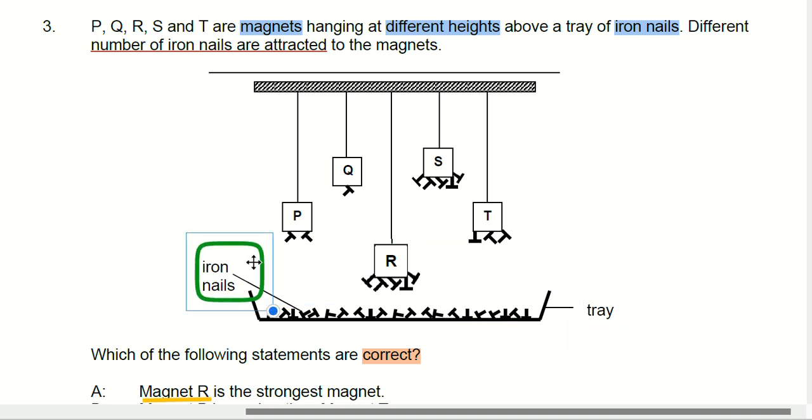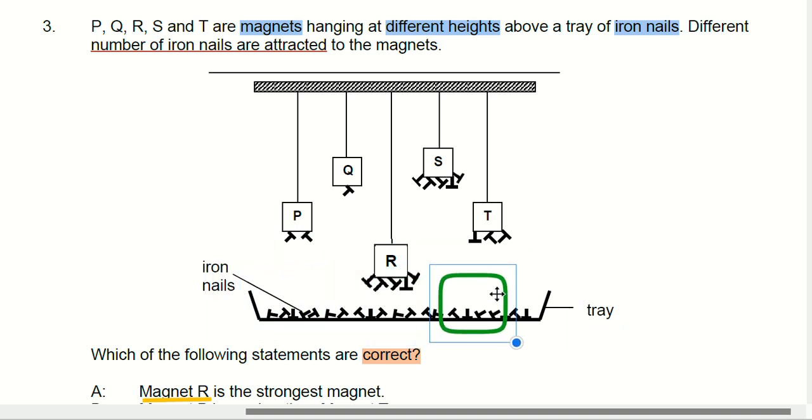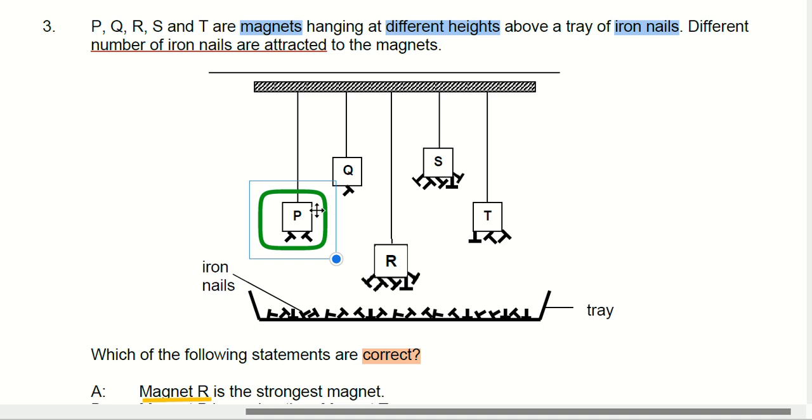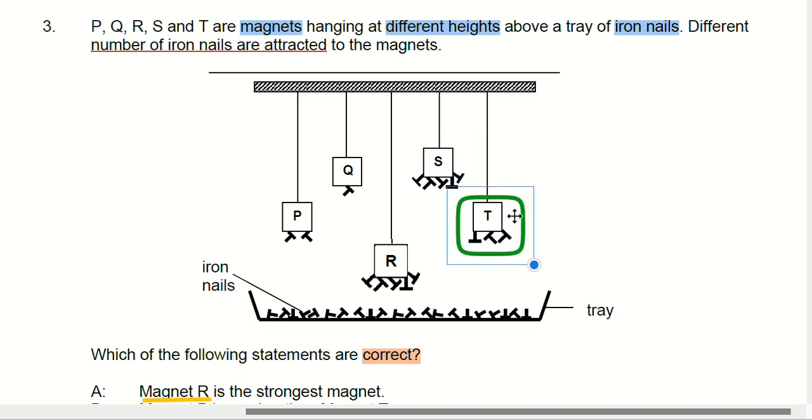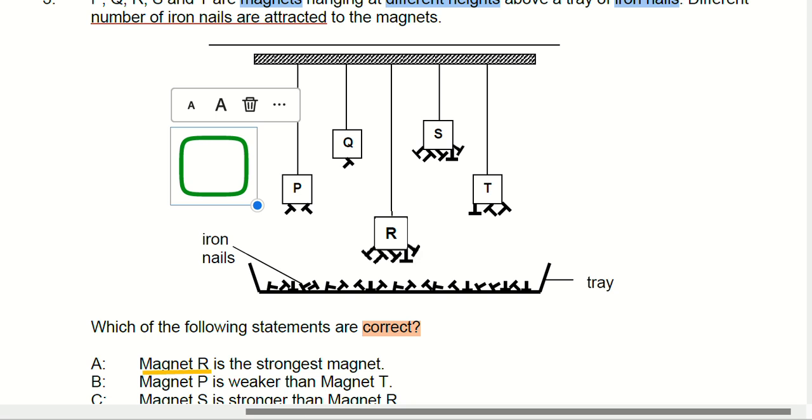So this is the tray and this is the iron nails. All these are iron nails. And we can see that magnet P attracts 2 nails. Q attracted only 1 nail. R and S actually attracted the same number of nails, which is 5 iron nails. And magnet T is able to attract 3 iron nails. The simple fact that they are able to attract the iron nails is because iron is magnetic. It's a magnetic material.